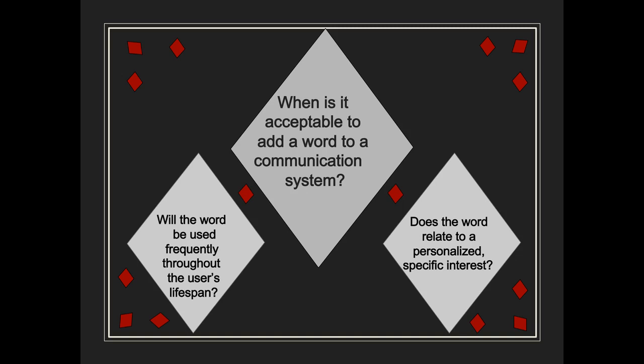But what about those times when we do need a program, when core vocabulary just isn't enough? When are those times? How do we determine when it's acceptable to add that word? The rule of thumb is, will the word be used frequently throughout the user's lifespan? So we do have some students who have some different preoccupations with certain items or activities. I've heard some people talk that they have had students who had a preoccupation with vacuum cleaners, or with porta pots, and so those were words that they were programming into their systems because they were excessively important to that user.